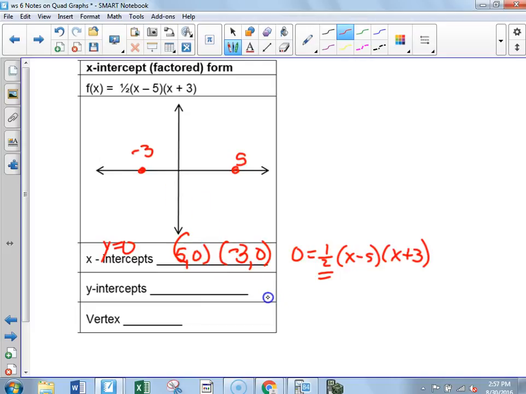Now, y-intercept, how do we find that one? Plug in 0. 0 minus 5, 0 plus 3. Yeah, -15 halves or -7.5.